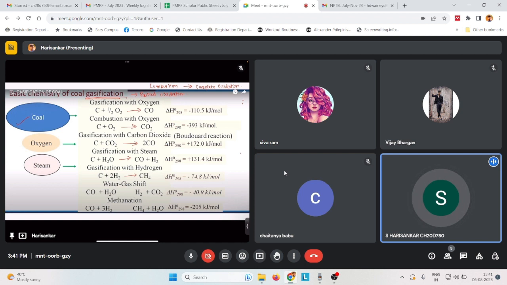Or you can even perform gasification with hydrogen. So C plus 2 moles of hydrogen will give you a mole of methane. And then you have the water gas shift reaction, where carbon monoxide reacts with water or steam to produce hydrogen and carbon dioxide. And then the last reaction is the methanation reaction, where carbon dioxide gets methanated using hydrogen to form methane and water.